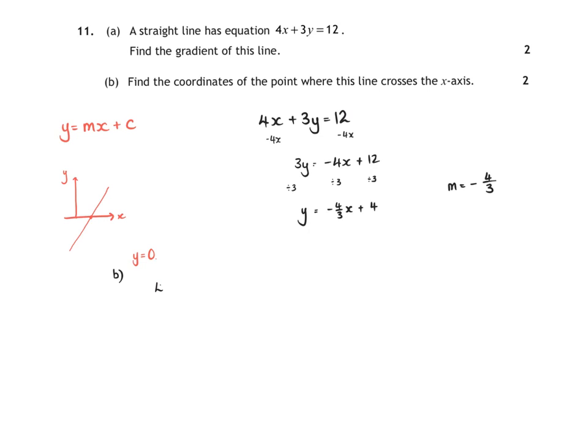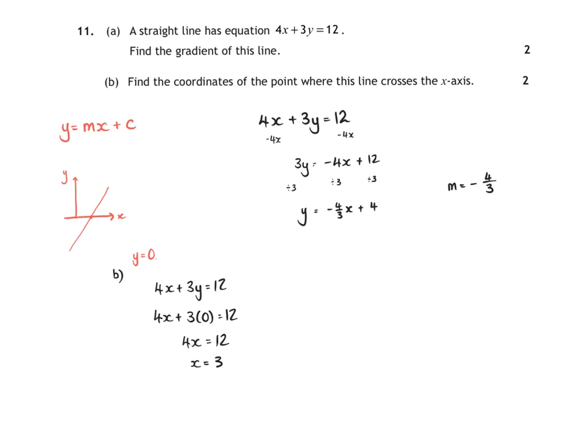So we have 4x plus 3y is equal to 12. So we have 4x plus 3 times 0 is equal to 12. So we know that 4x, 3 times 0 is just 0. So we know 4x is 12. So that tells us that x must be 3, because 4 times 3 is 12.